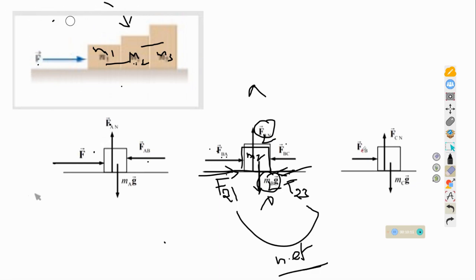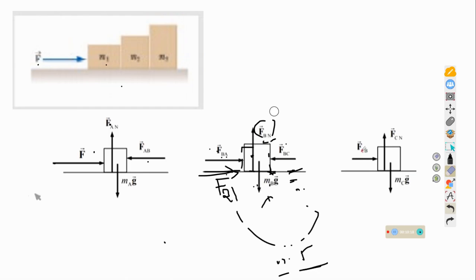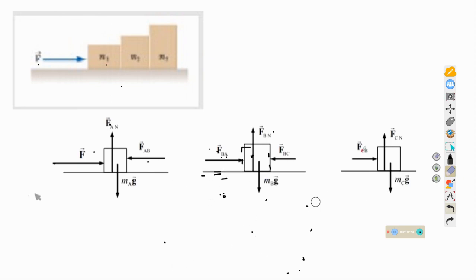So next, let's see the third one. So what do you think of third one? How many forces are acting on third block? So in the same way, weight will be acting downwards, normal force will be acting upwards. Both will cancel each other. Weight and normal force, both will cancel each other. In vertical direction, no movement.